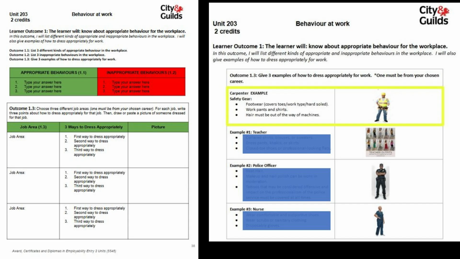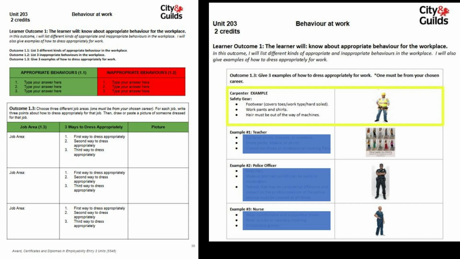Unit 203, Outcome 1.3. Outcome 1.3 asks you to give 3 examples of how to dress appropriately for the workplace. Keep in mind, one must be your chosen career. So let's look at the example of a carpenter. He or she has to wear safety gear, footwear, work pants and shirts. Hair must be out of the way of the machines. I've listed my career, which is teacher, and I've listed the 3 things, but I've shaded them out because I don't want you to use those.